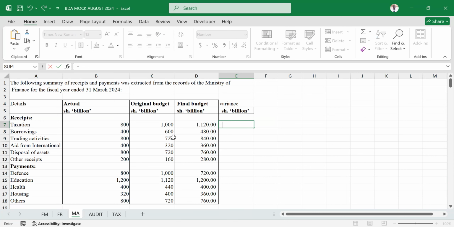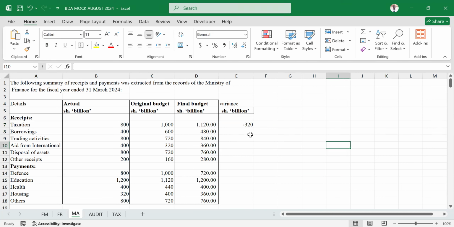So how do you compare? Which one are you deducting from which one? We are comparing the final against the actual. We are looking at the difference between the final and the actual, against the actual. Meaning our reference point should be the actual. That's where we are starting from. It is the actual, then we compare it with what we have at the end of the day, so that we see this 320 for the first one, the first receipt of taxation.